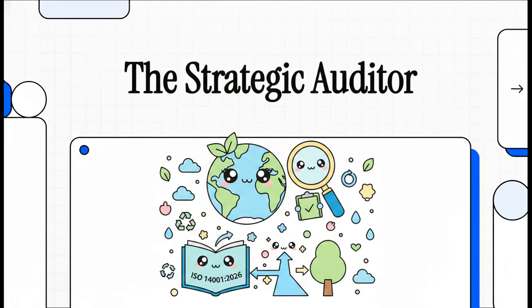Welcome to this explainer. Look, today we're taking the ISO 14001:2026 guidelines and transforming them into a highly strategic framework built specifically for lead auditors. We're skipping the dry regulatory text entirely. Instead, we're going to look at how top-tier auditors actually assess an environmental management system out in the wild.